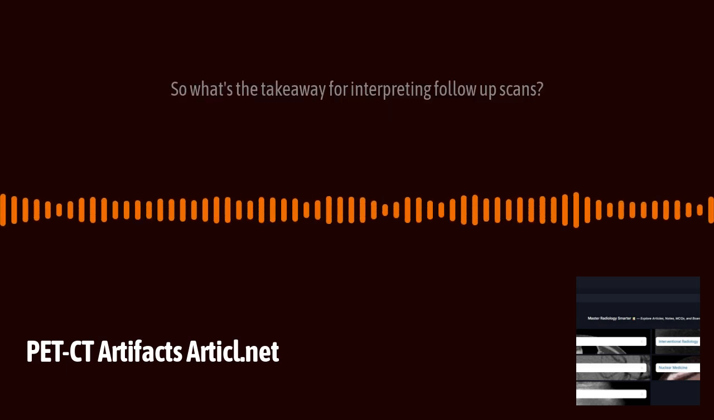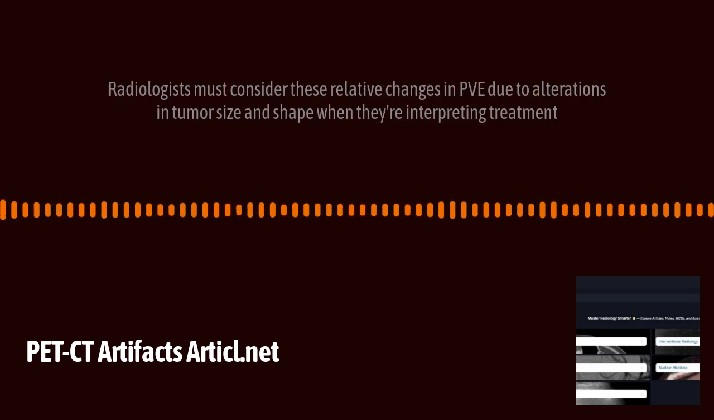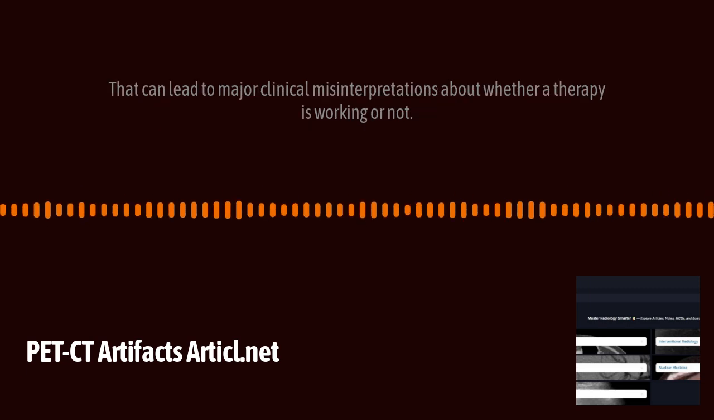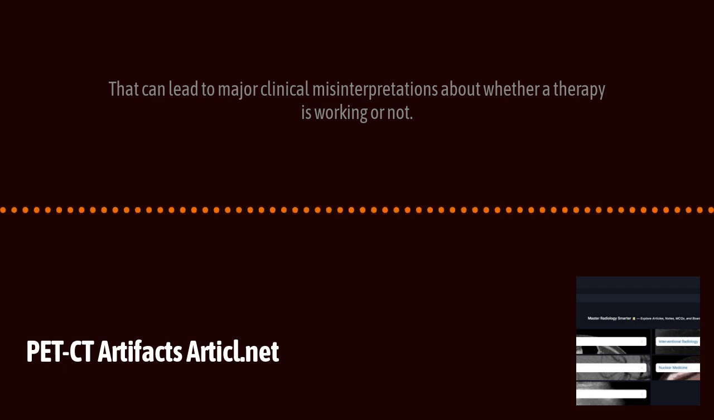So what's the takeaway for interpreting follow-up scans? Radiologists must consider these relative changes in PVE due to alterations in tumor size and shape when they're interpreting treatment response. You have to look beyond just the absolute SUV change. This directly impacts how we apply guidelines like PERSIST. Ignoring PVE here can lead to major clinical misinterpretations about whether a therapy is working or not.